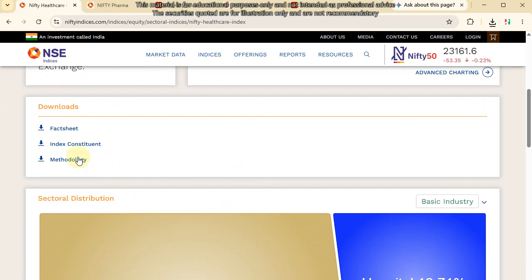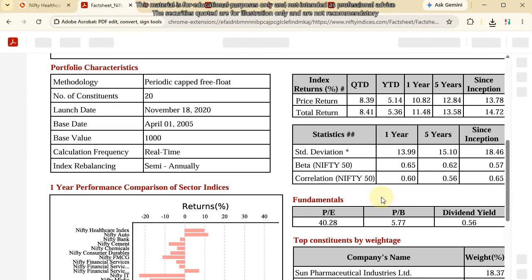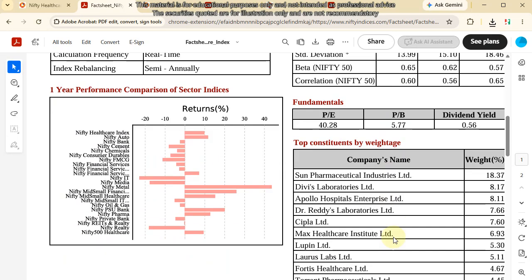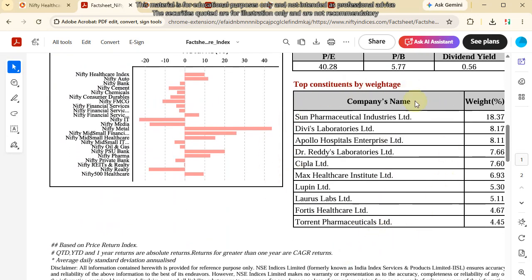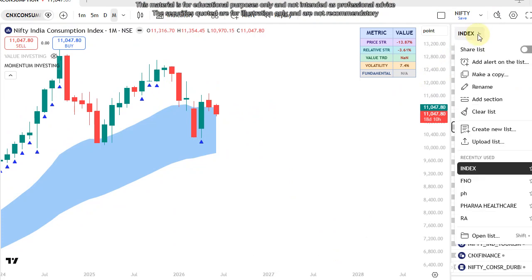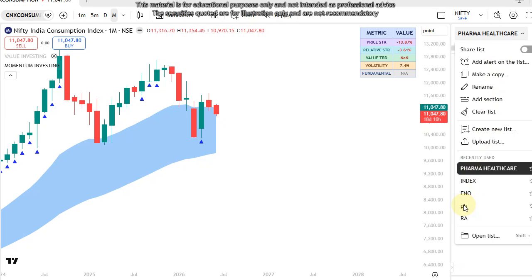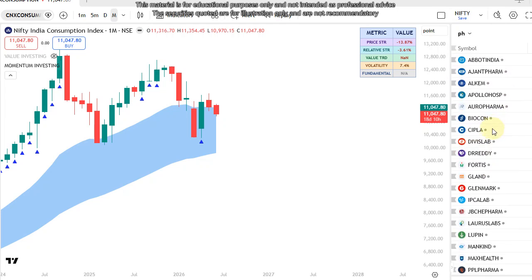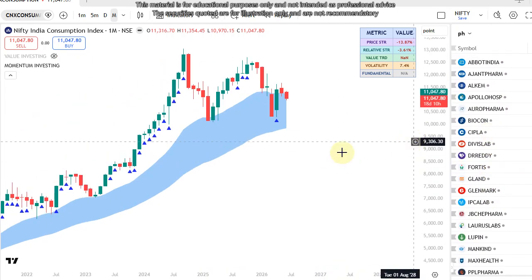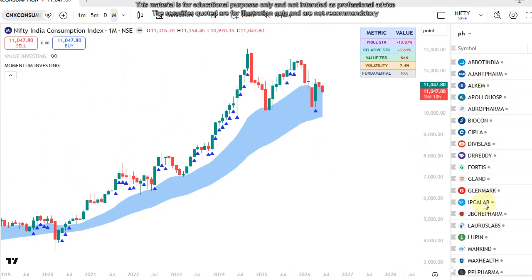In this, if you click on index constituents, you get a CSV file with all the constituents. If you are focusing on the top 10 stocks only, you click on the fact sheet and go to the PDF file. See here, you can get the top 10 stocks by weightage in the Nifty Healthcare Index. Now what I have done is, I have added these stocks which are in Nifty Pharma and Healthcare to a watchlist. So now let us see in the monthly time frame which of these stocks are in momentum.